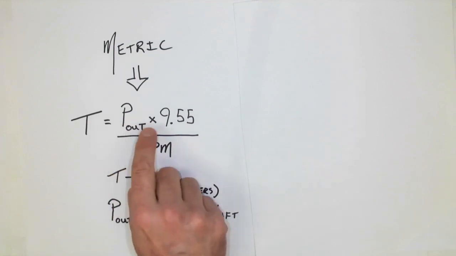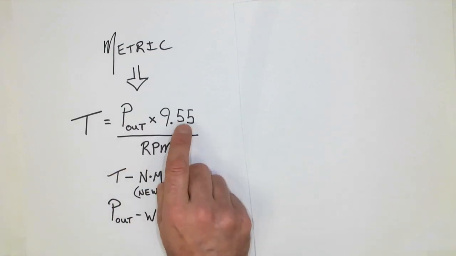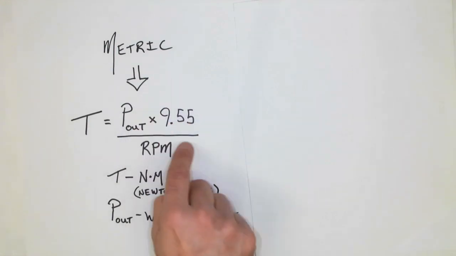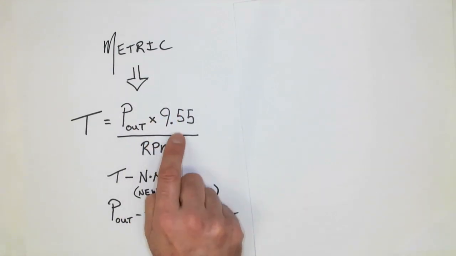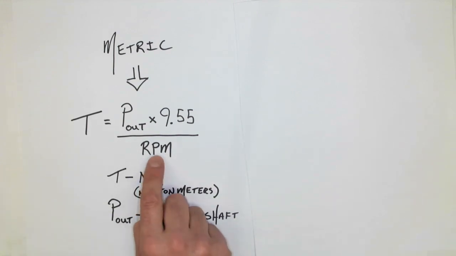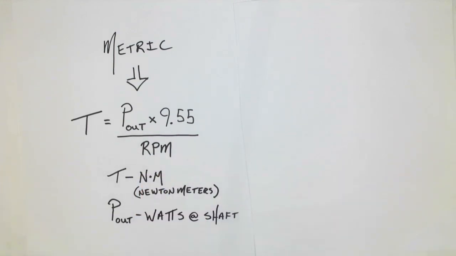We then take this value and multiply it by 9.55. This is a constant value. It does not change. It is utilized whenever we want to calculate torque in metric. Then we divide it by the RPM. How quickly is the rotor turning? And that will give us our answer in Newton meters.